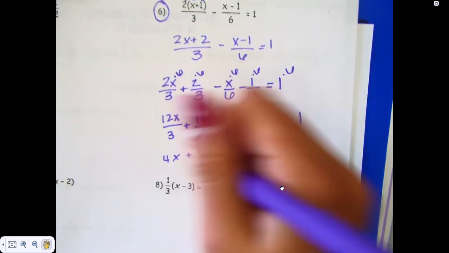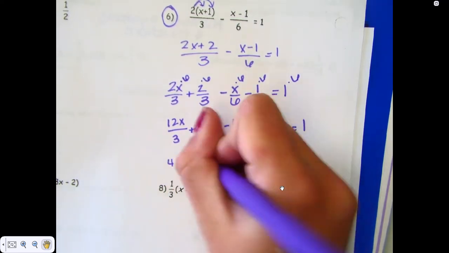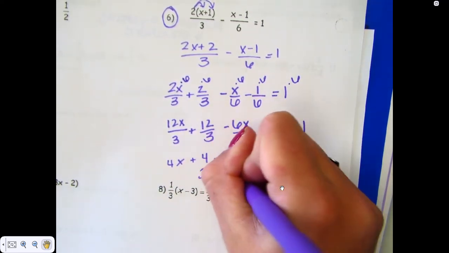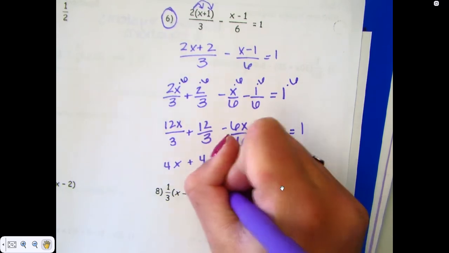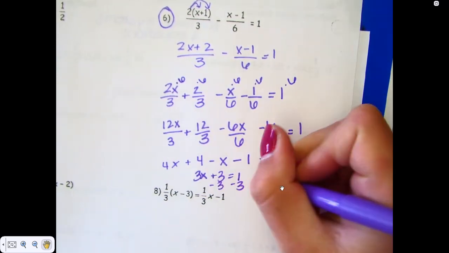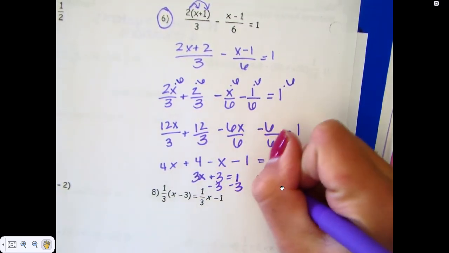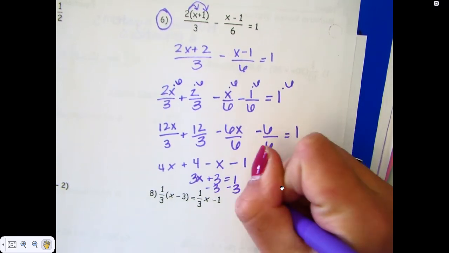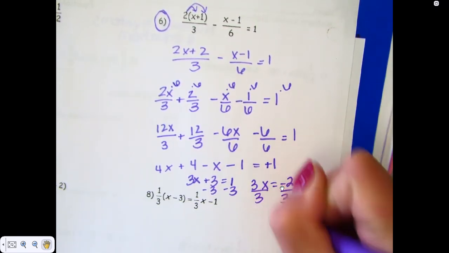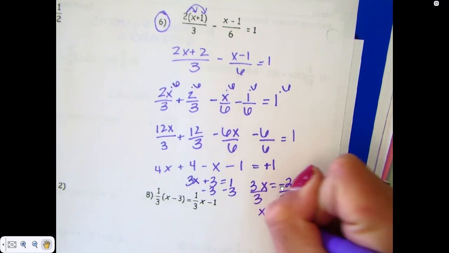You can combine like terms. 4x minus x is 3x. 4 minus 1 is 3. I can subtract 3 on both sides. I get 3x equals negative 2. Divide by 3. And I get x equals negative 2/3.